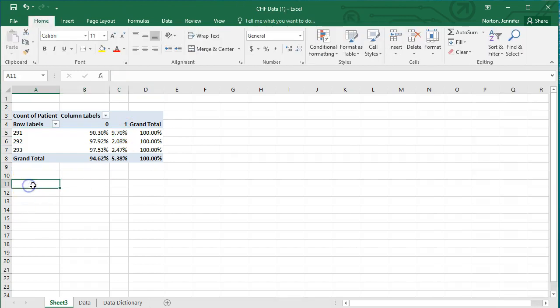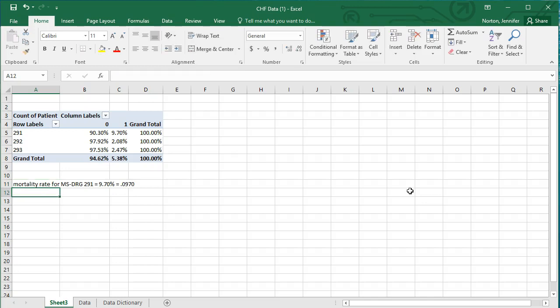So we know our mortality rate for MS-DRG 291 for our sample set equals 9.70%. And if we want to convert that to decimals, it would be 0.0970.